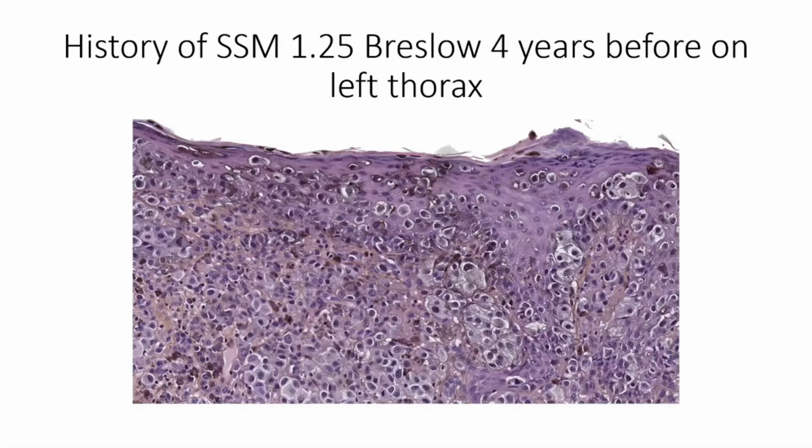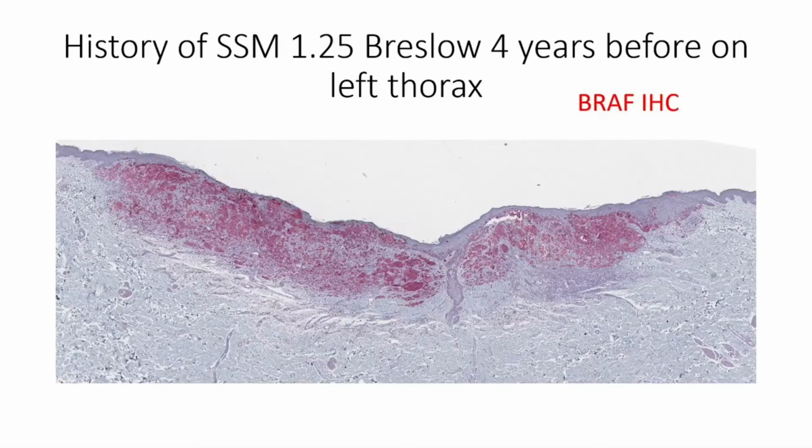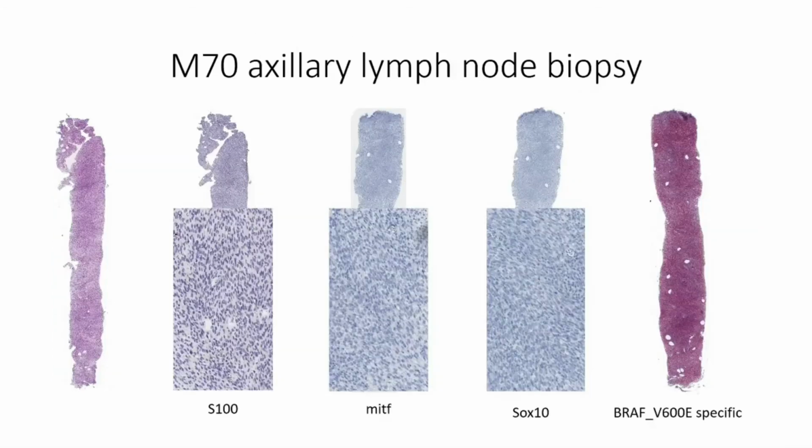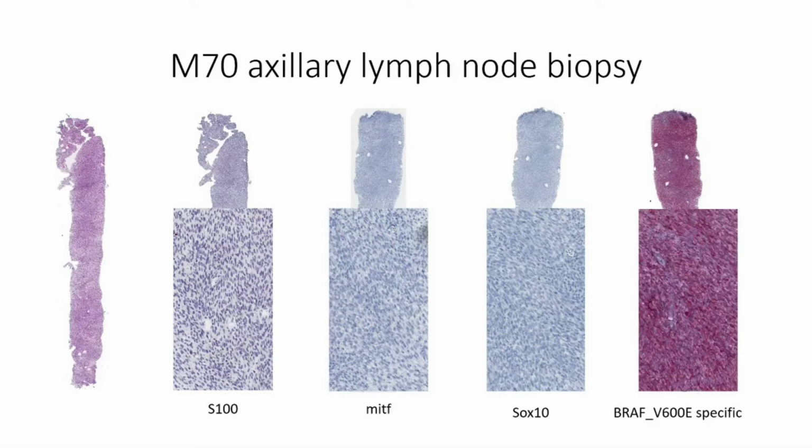Here are some very nice images of pagetoid spreading, as well as dermal invasion with mitotic activity and pulverocytes. As expected, this melanoma was positive for BRAF V600E antibody. So with this data, we went back to the core biopsy in the lymph node, which was diffusely positive for BRAF also. So this allowed us to formally link these two lesions.